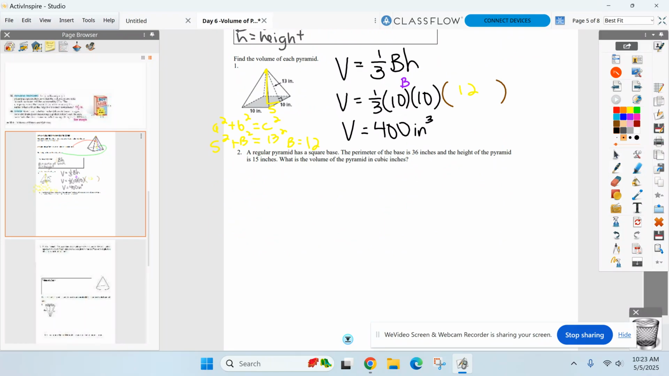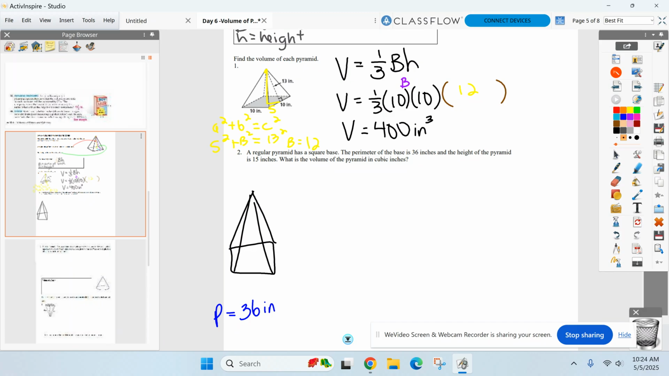Honors level. I got a regular pyramid with a square base. I don't know if anybody wants to try to draw that out, but mine's not going to be great. There we go. Square pyramid. The perimeter of the base is 36 inches, not the area, the perimeter. And the height of the pyramid is 15.